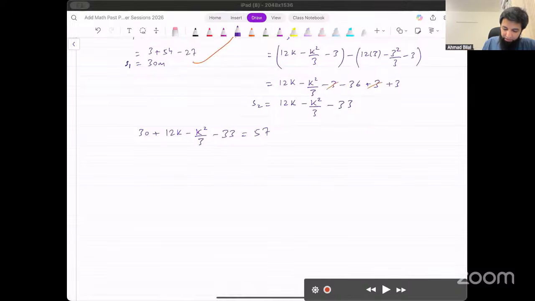So now simplify this. This gives me 12k minus k squared over 3 minus 3 equal to 57. Multiply the whole equation by 3 now, and that gives us 36k minus k squared minus 9 equal to 57 times 3. What's that?